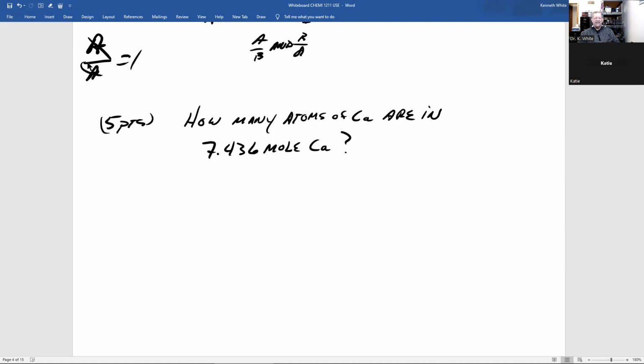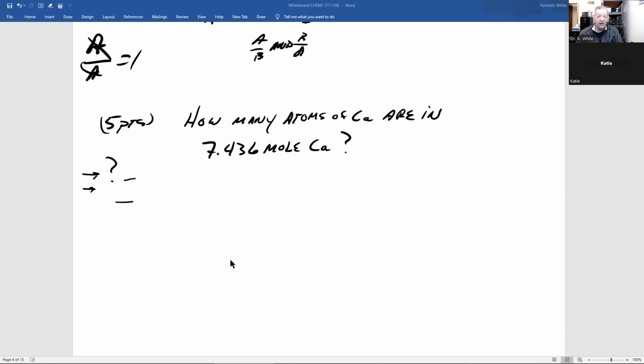How many atoms calcium are in 7.436 moles of calcium? Right here, what I'd like you to do, question mark, what are you being asked to find? And then what are you given? Your turn. Write down or think about what are you being asked to find? What are you given? That's all I'm asking you to do. When you're done, vote yes, I'm done.